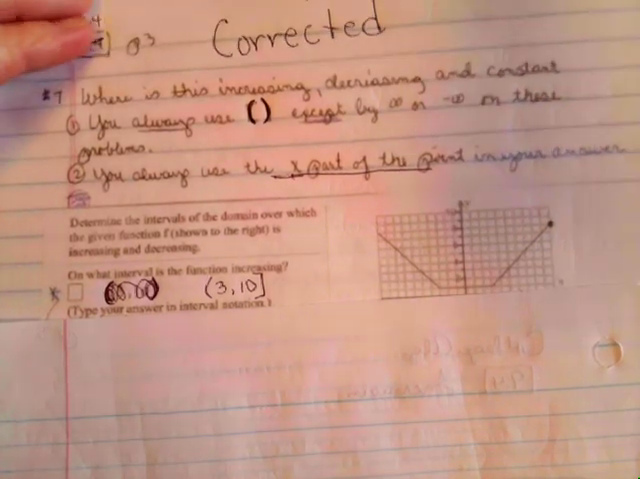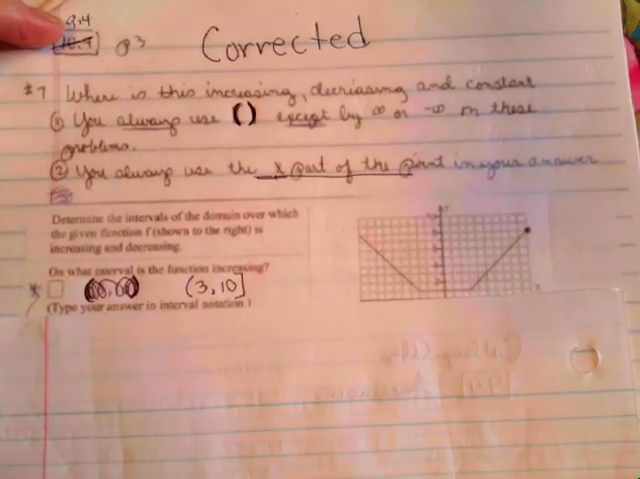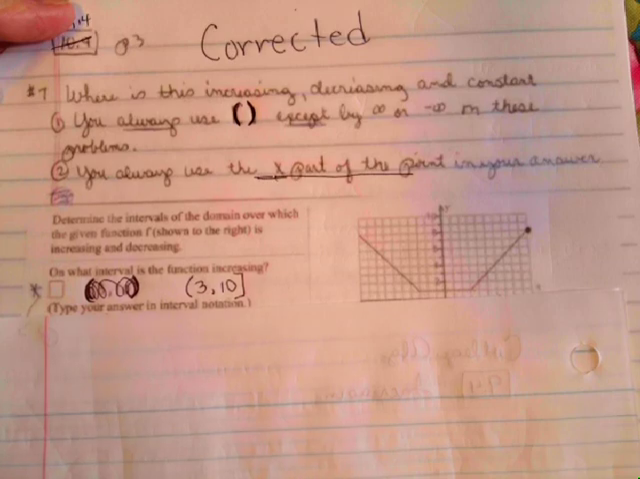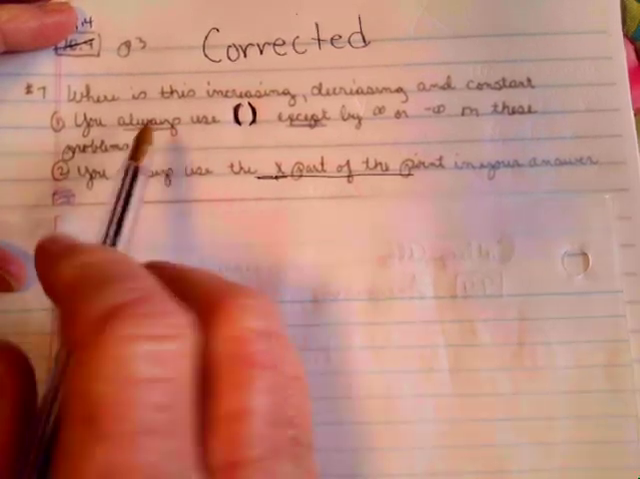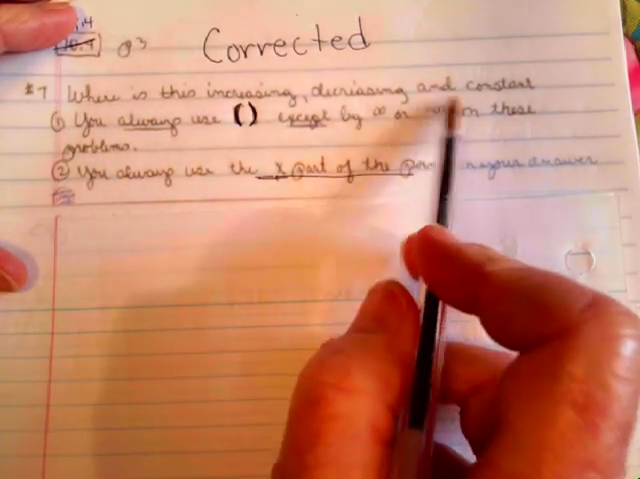College Algebra, Lesson 9.4, page 3. I've corrected the notes that I sent you earlier. Where is this increasing, decreasing, and constant?